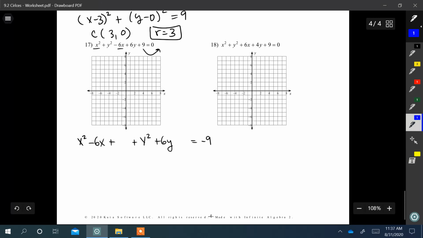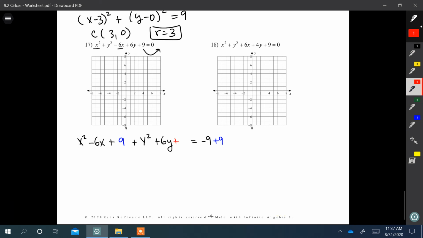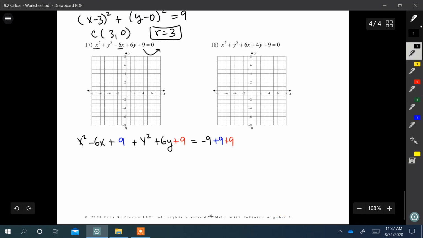Now let's go ahead and complete the square. You're going to divide that -6 by 2 and then square that. So -6 divided by 2 is -3. And then -3 squared is going to be 9. That's what we're going to be adding on this side as well. Then we have 6 divided by 2 is 3, and then 3 squared is also going to be 9. So we're also going to be adding a 9 right there.